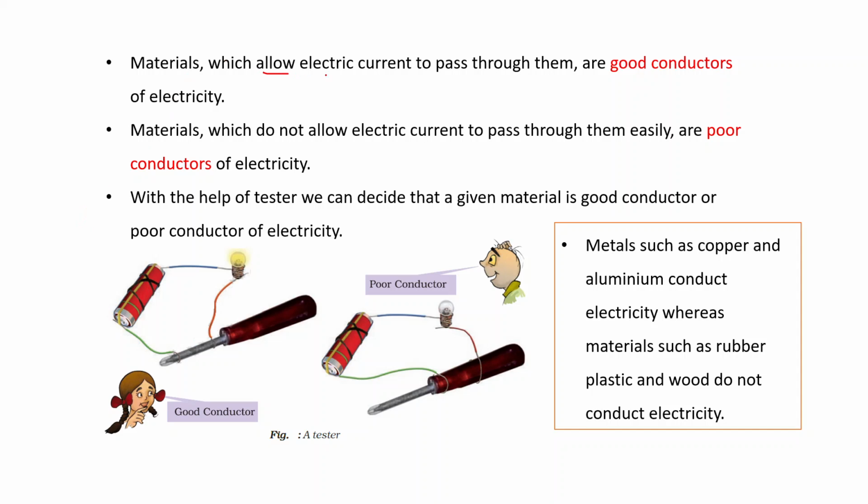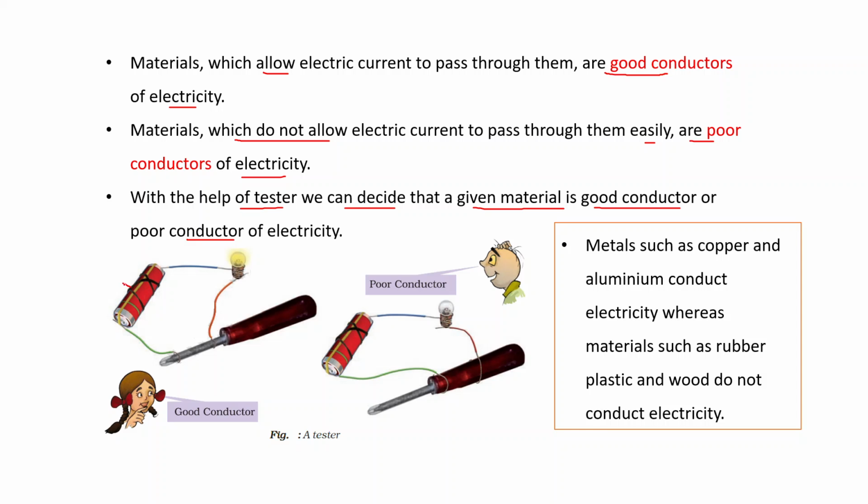Materials which allow electric current to pass through them are good conductors of electricity. Materials which do not allow electric current to pass through them easily are poor conductors of electricity. With the help of a tester, we can decide whether a given material is a good conductor or a poor conductor of electricity. And about this tester, we have discussed in the lower class.